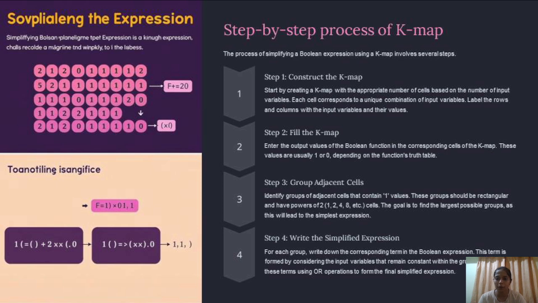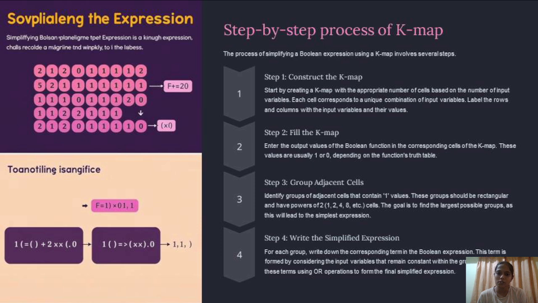Step-by-step process of a K-map. Let us see what are the steps to solve the K-mapping. First step is construct the K-map. Start by creating a K-map with the appropriate number of cells based on the number of input variables, for example 2, 3 or 4. Each cell corresponds to a unique combination of input variables. Label the rows and the columns with the input variables and their values.